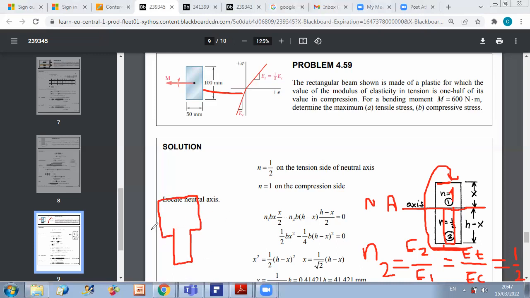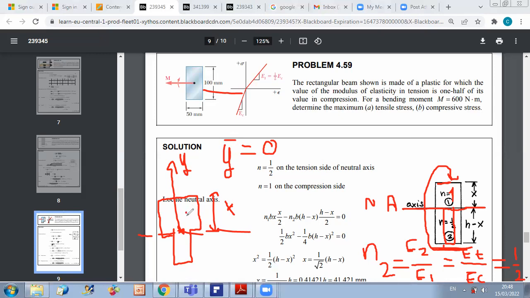Okay, this is our modified section, and we want to determine where my neutral axis is. What is the value of x? Here we consider this as my neutral axis, and I take the origin of the y-axis on the neutral axis. So y bar should be 0, because we know that the centroid of the modified section should be on the neutral axis. Therefore, we apply that the sum of A yi equals 0.